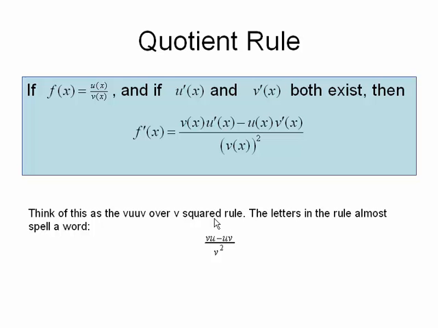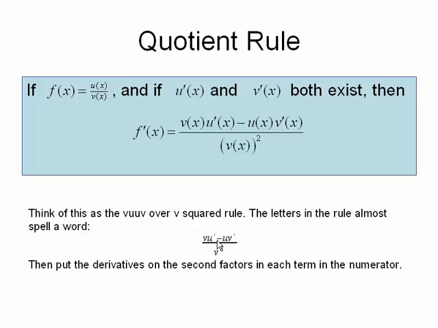The letters in the rule, just like with the product, almost spell out a word. The VOV on top and the v squared in the bottom. The key thing, though, is here it's subtraction in the VOV. So now all we have to do is put the primes on each of the second factors on the terms in the numerator, and that gives us the rule that we had up here. So when I do this, I think of VOV over v squared, put the primes on each one of the second factors. So let's try that out.